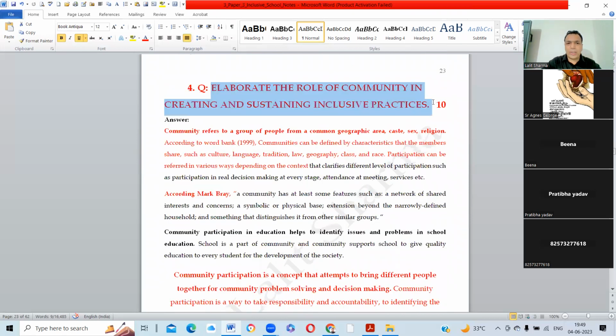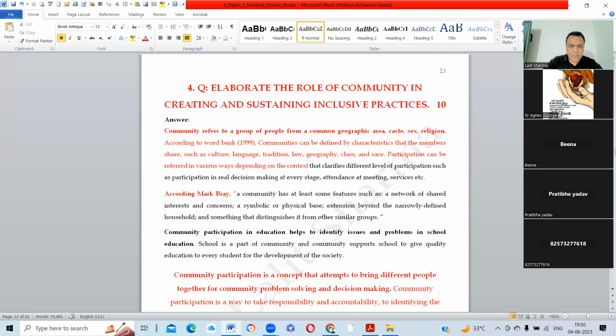Elaborate the role of a community in creating and sustaining inclusive practices. Now I'm talking about the B section; the questions of the A section are finished. Elaborate the role of a community. The topic is creating and sustaining inclusive practices: how we can create and sustain inclusive practices. There are 3 stakeholders: one is the teacher, one is the community, and one is parents, I think. You can see the syllabus, right?